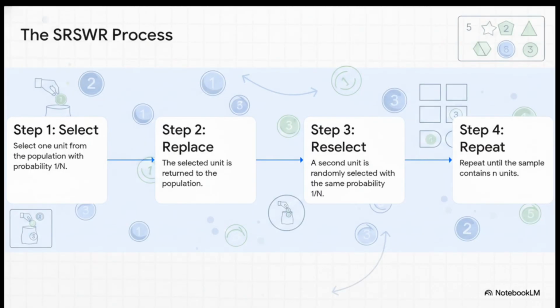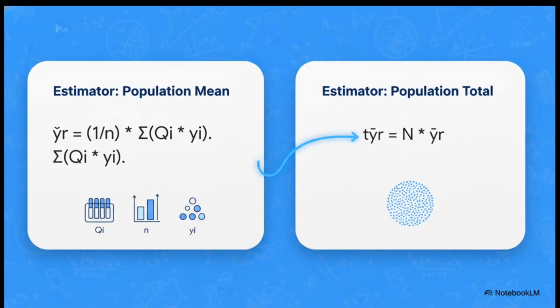Now, this process might look super simple. Pick, put back, repeat. But that one little step, the act of replacement, has huge consequences for the math. Because we put every item back, it is entirely possible to pick the exact same unit more than once in our final sample. And that possibility of repetition is what really defines this whole method and shapes every formula that comes next.